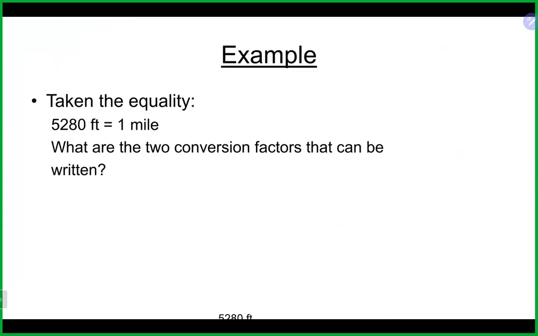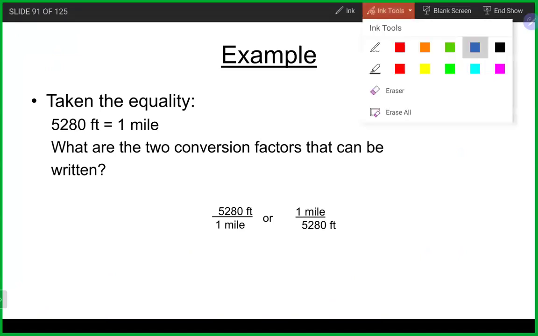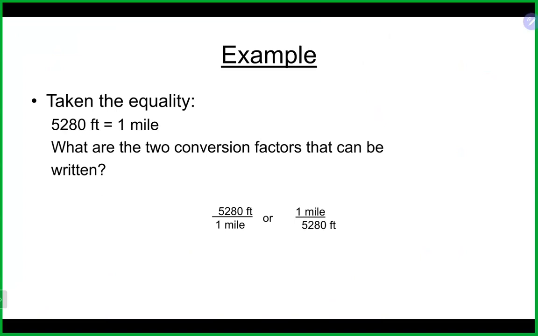All right, so again, getting our conversion factors from equalities is important. So 5,280 feet equals 1 mile. By the way, that pops up a lot along the way, so that's a good one to have in your head. Again, it gives us 2 types of conversion factors: 5,280 feet over 1 mile, or 1 mile over 5,280 feet.